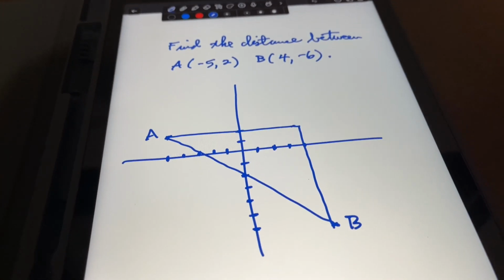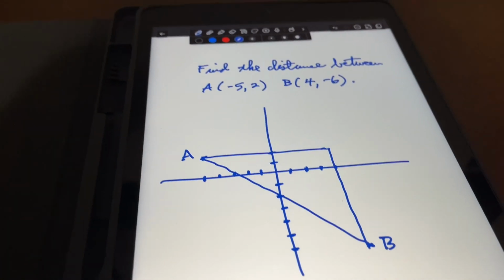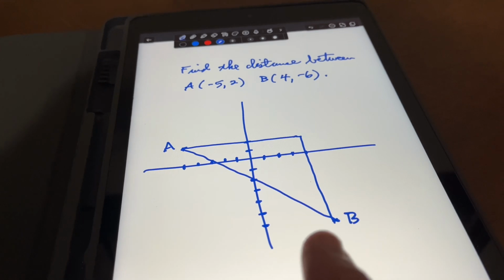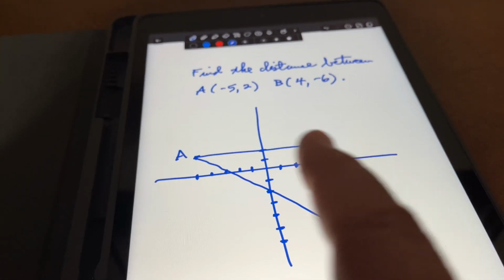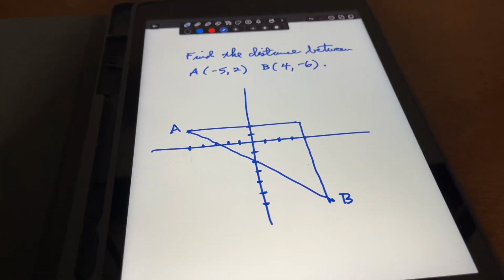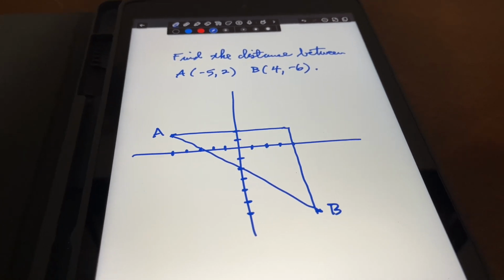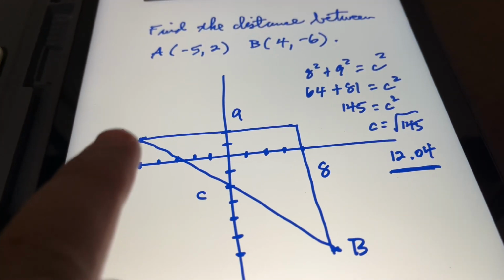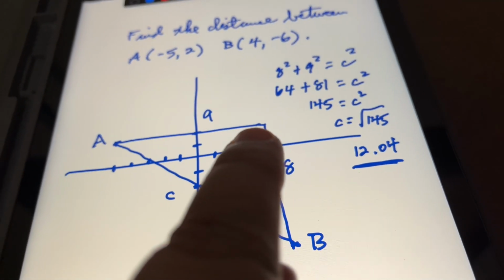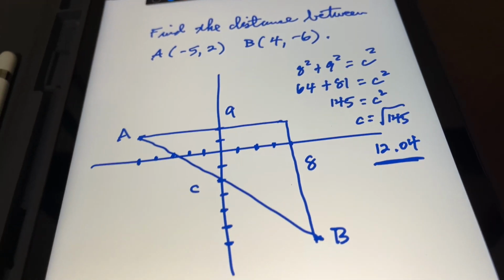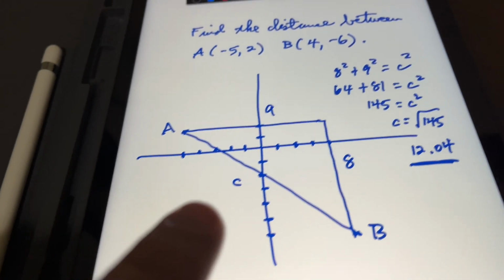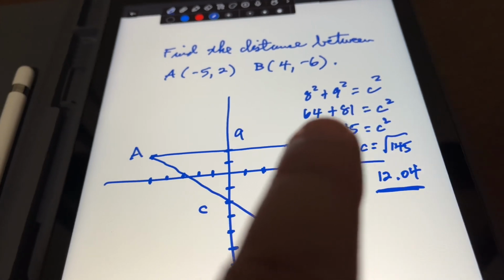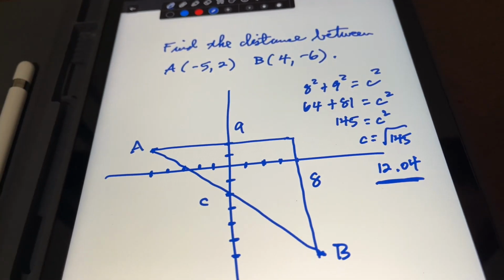Next, you could draw a right triangle out of this. So I went ahead and drew the diagonal here, and then I went straight up and straight over. So you could draw a right triangle out of this, and you could use the Pythagorean theorem. So if we count over horizontally, that's 9 spaces, and then count down, that's 8. So we're trying to find C. So using the Pythagorean theorem, 8 squared plus 9 squared equals C squared.